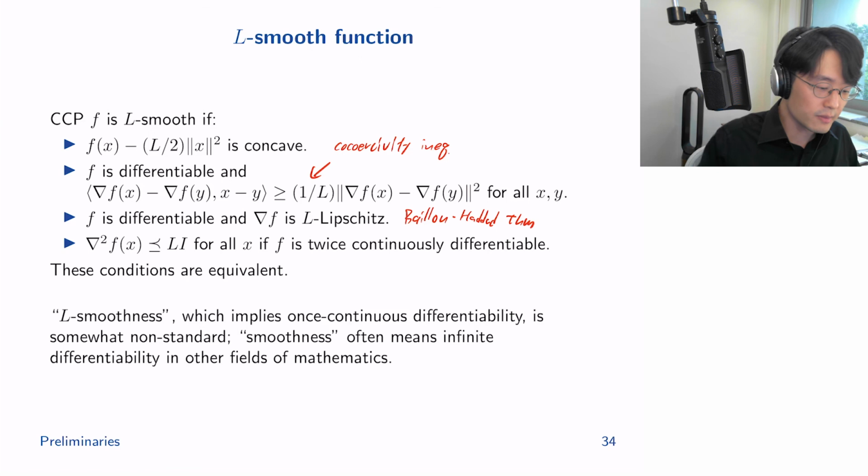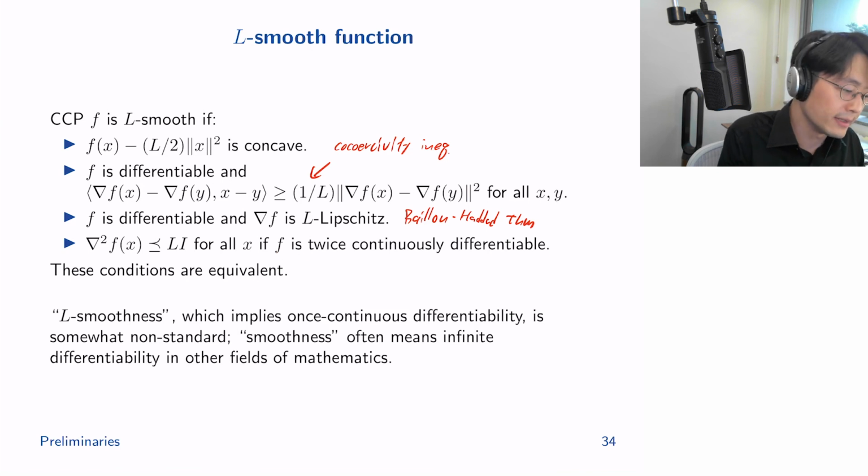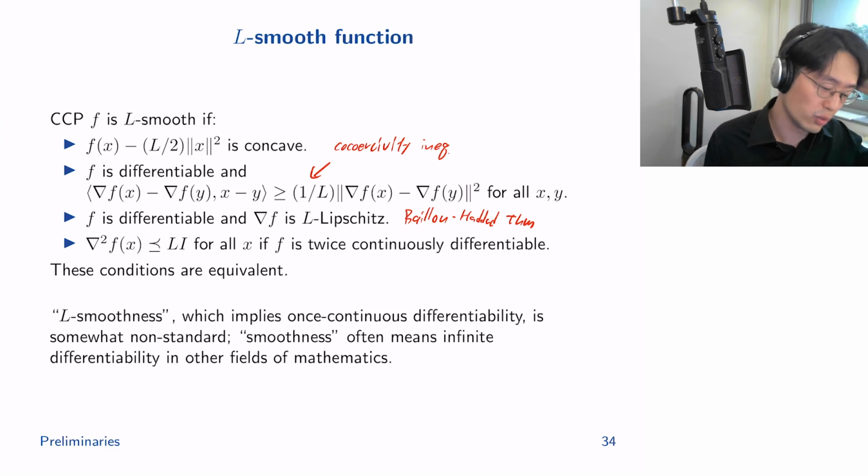And finally, if the function f is twice continuously differentiable, then the function is L smooth if the eigenvalues of the Hessian are upper bounded by L. And again, these conditions are all equivalent.